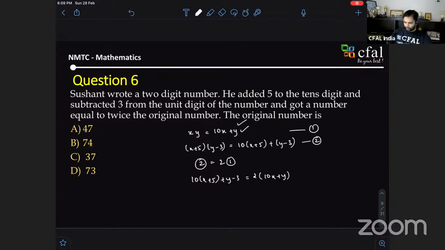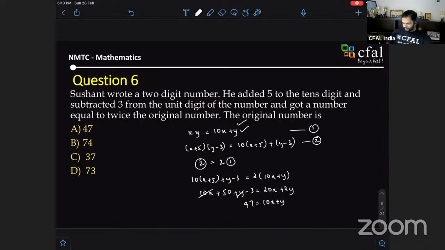Okay. Could we solve this? We're going to get 10x + 50 + y - 3 = 20x + 2y. Yes, right? Let me try to simplify. Get x terms to one side, x and y. So this is 47 here. 47 is equal to, what is this? 10x + y. 10x + y.